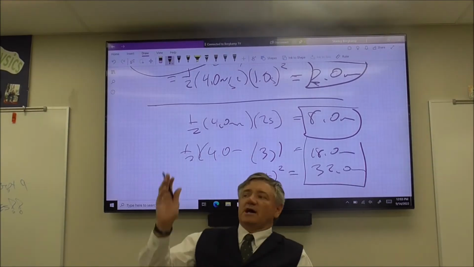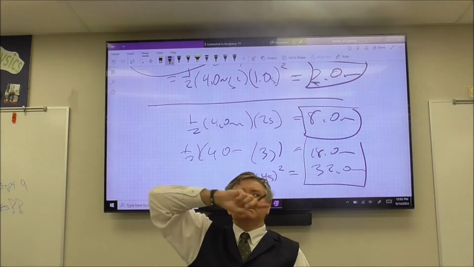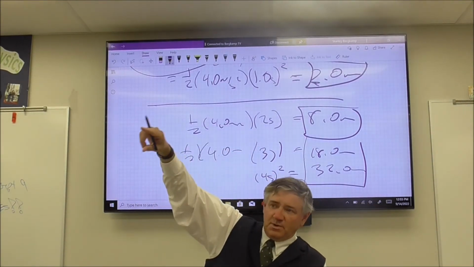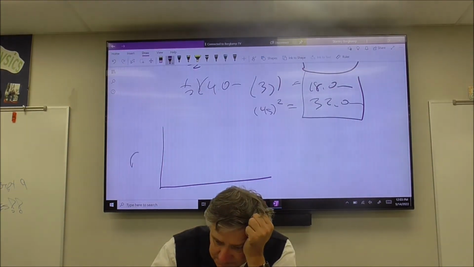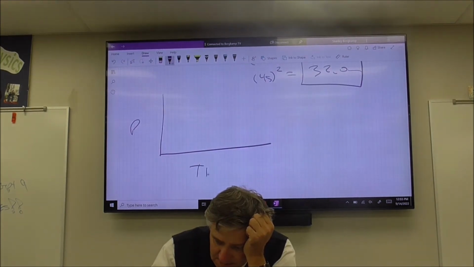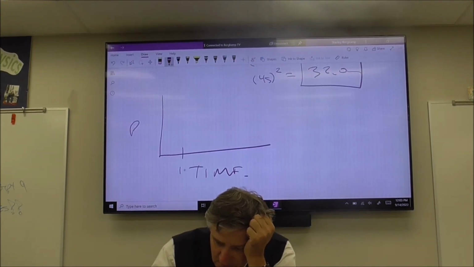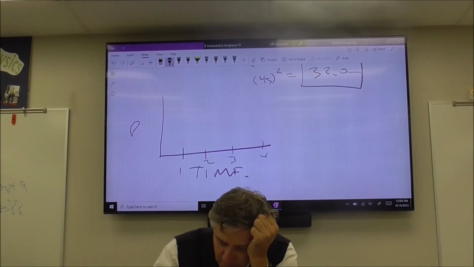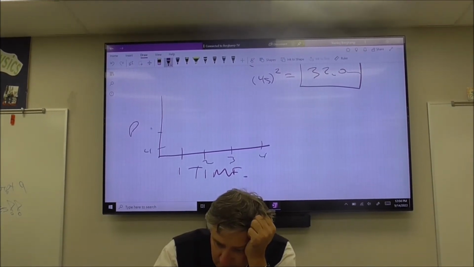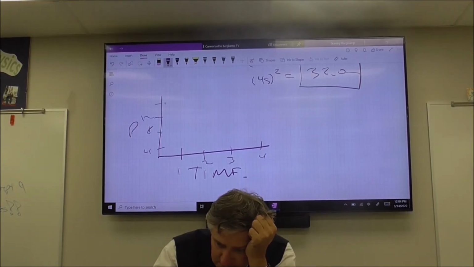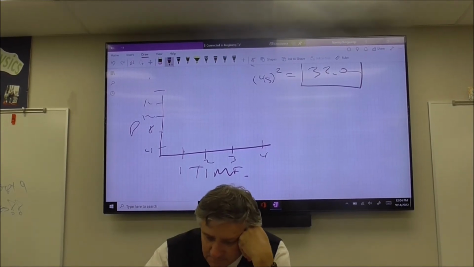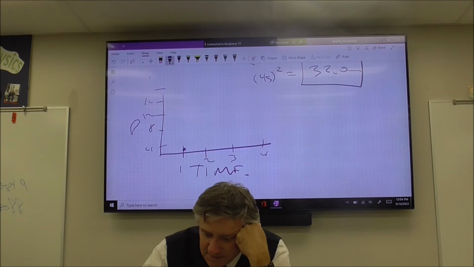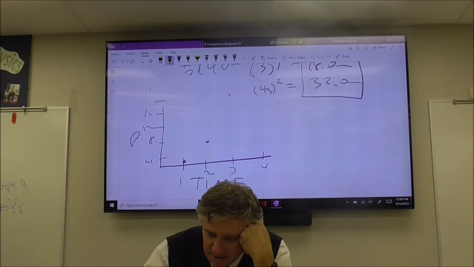Now, so now we're going to draw the position time graph, okay? So this is where this is all going to come together, hopefully into one big idea. So my position time graph is going to look something like this. So there's 1, 2, 3, 4, and 4, 8, 12, 16, 18. So here's the deal. At 1 second, we had traveled 2 meters. At 2 seconds, we had traveled 8 meters. At 3 seconds, we had traveled 18 meters.